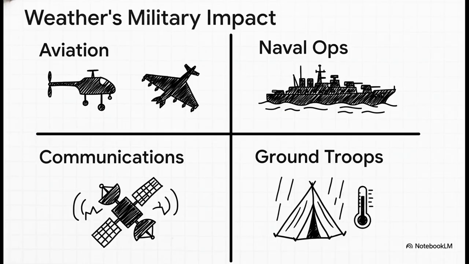Just think about it for a second. Thick cloud cover can stop a fighter jet from taking off, or completely hide a target from a spy plane. A naval operation could be a total success or a total disaster based on the sea state, which is controlled by wind and pressure. Even our super advanced satellites can get messed up by storms in the upper atmosphere. And for troops on the ground, a sudden blizzard or a heat wave changes everything.